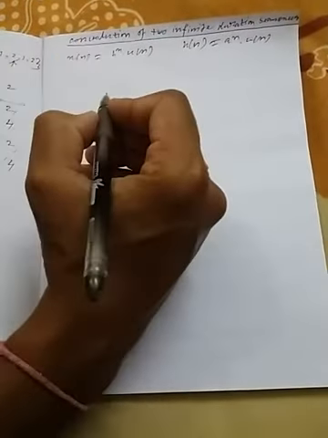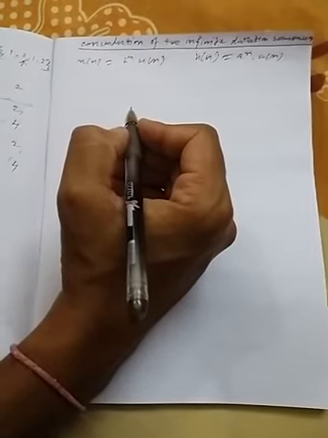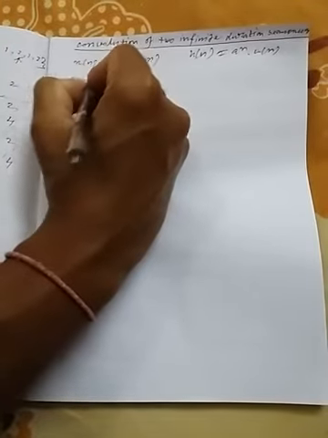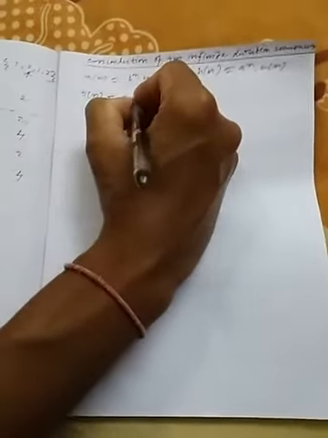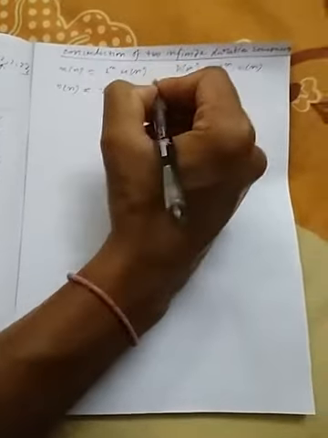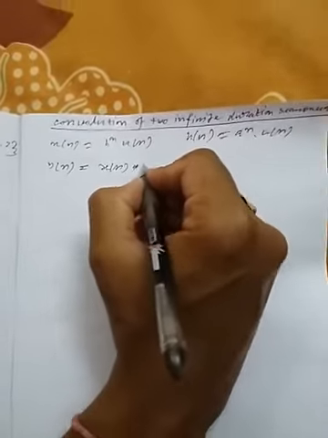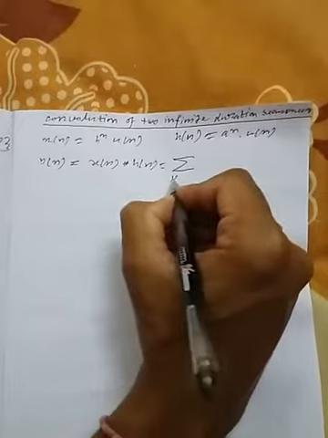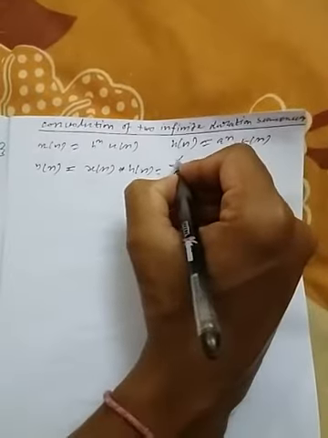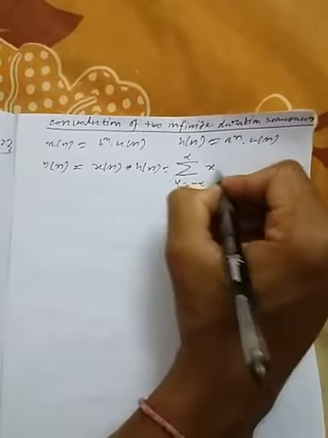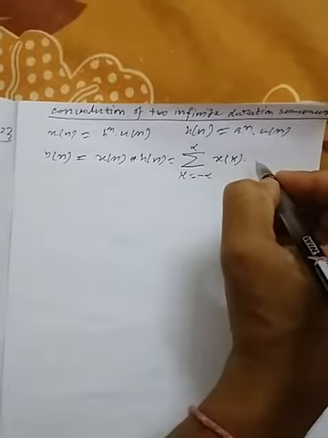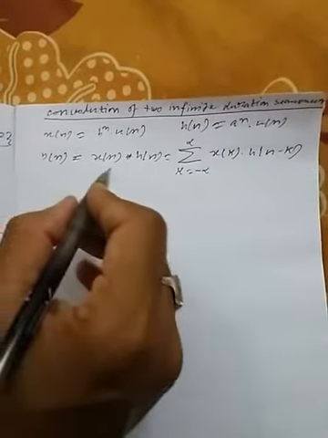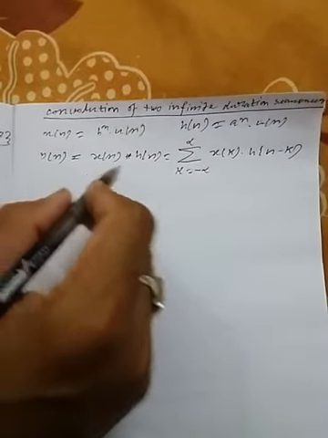Now we know the formula of convolution of two sequences, that is given by y[n] equal to x[n] convolution h[n]. What is the formula? Summation of k equal to minus infinity to infinity x[k] h[n minus k]. So this is the formula of convolution between two sequences x[n] and h[n].